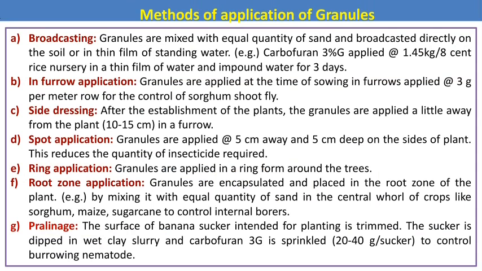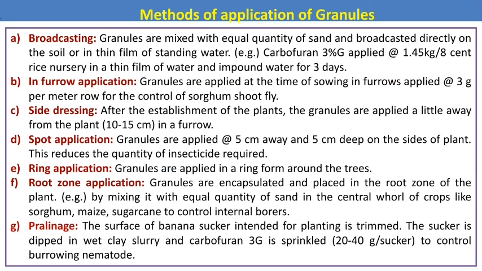Then ring application. Here the granule chemicals are applied in a ring form around the trees. Then root zone application. This technique is especially used in cereal crops. We can mix the granules with sand and drop them into the central leaf whorls of sorghum, maize, and sugarcane to control the internal borer.